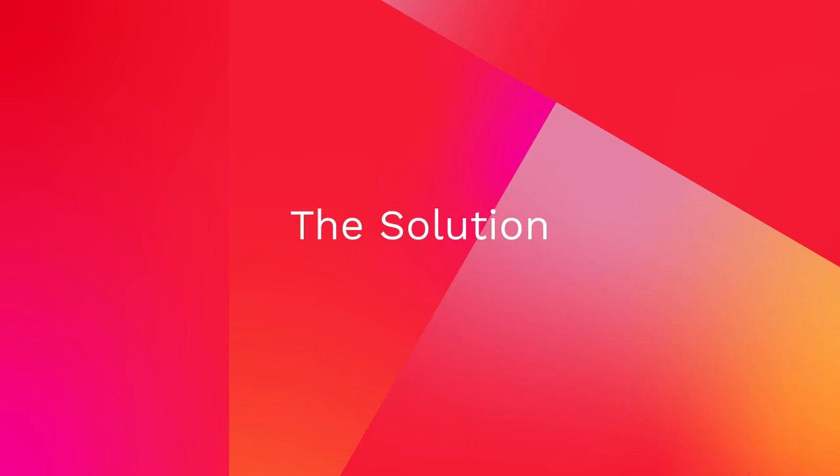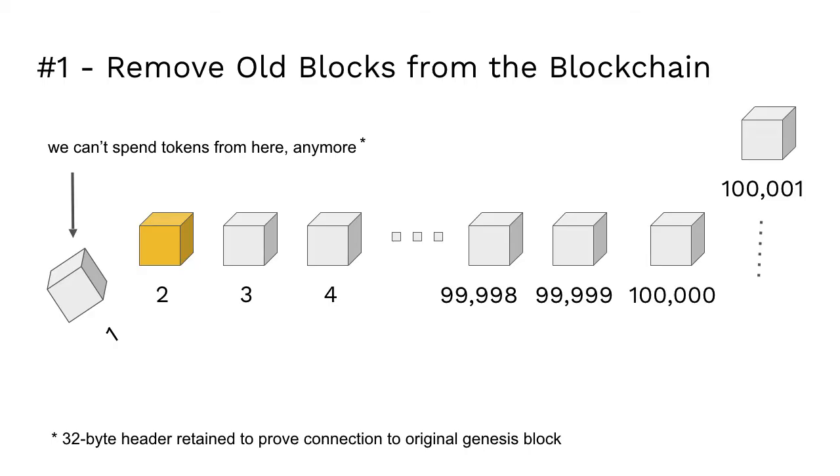This is where we get into the technical solution. Instead of a permanent chain, we're going to have a looping circular chain. In this image, it's going to be 100,000 blocks long. This can be 1 million blocks, it can be 50 million blocks.